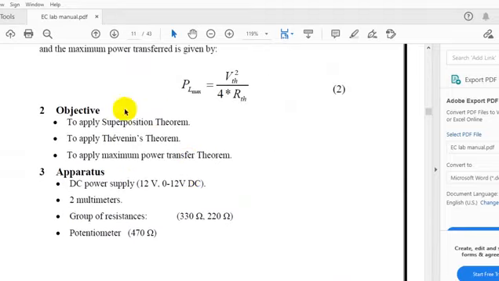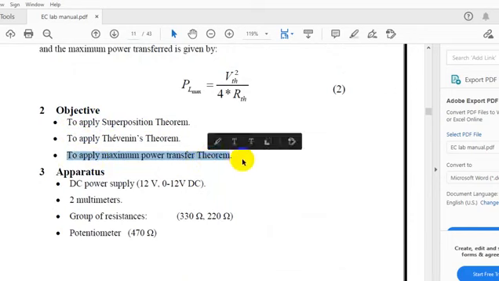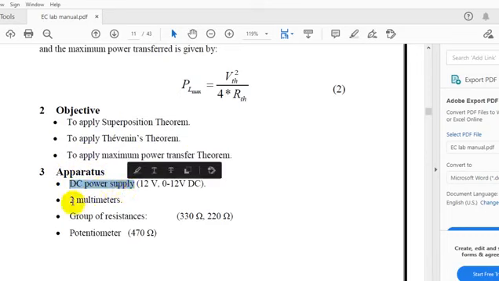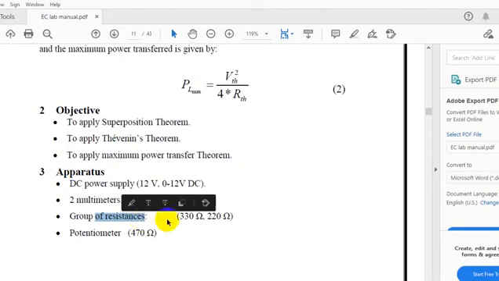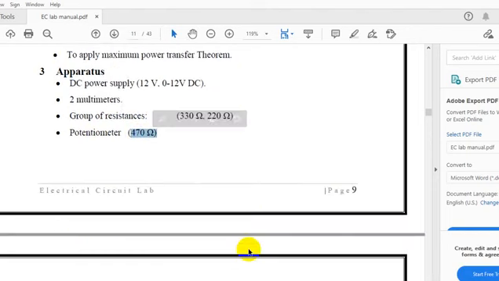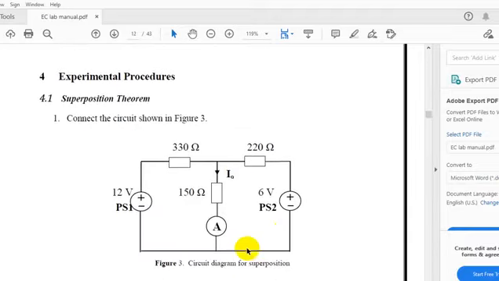Here the objective is to apply the superposition theorem and to apply the Thevenin theorem. We are not going to perform this part in this experiment; later on we will apply it. As you know, we need a DC supply, 2 multimeters, a group of resistances with 30, 20 and 100, and a potentiometer. This is a new thing we will see. What is a potentiometer?